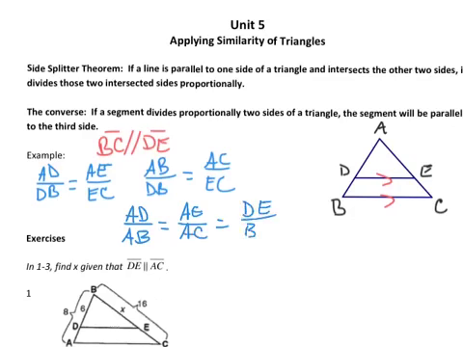That's the only time you can set this up, is when you use the top sections, the whole sides of triangles, not DB and EC. We cannot relate these two sides to anything on the parallel lines. So next we're going to work a few examples of this.